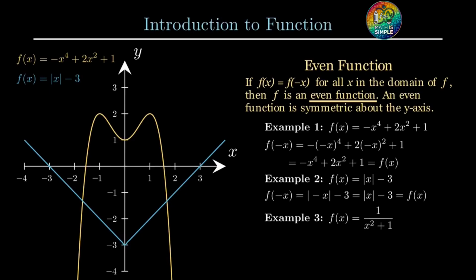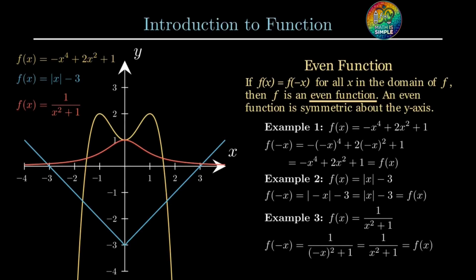Finally, let's look at example 3. f of x equals 1 over the quantity x squared plus 1. Squaring negative x in the denominator gives us a positive x squared, keeping the equation unchanged. On a graph, this is represented by the smooth, bell-shaped red curve that balances flawlessly across the y-axis.